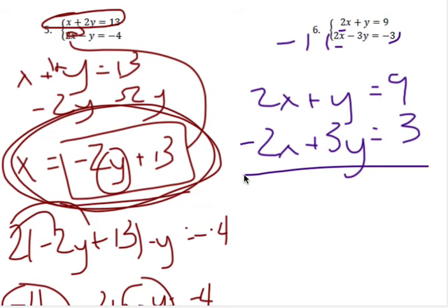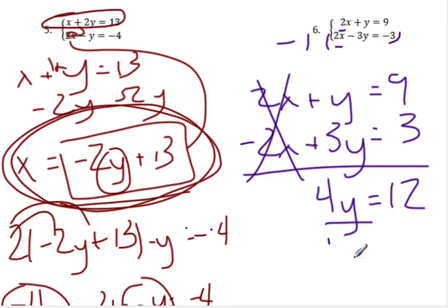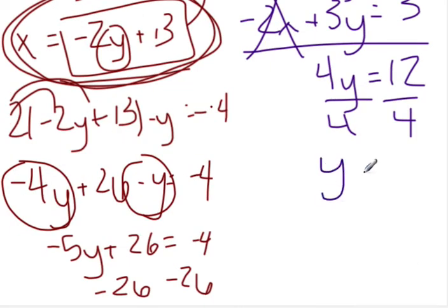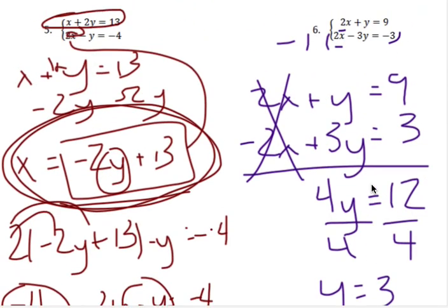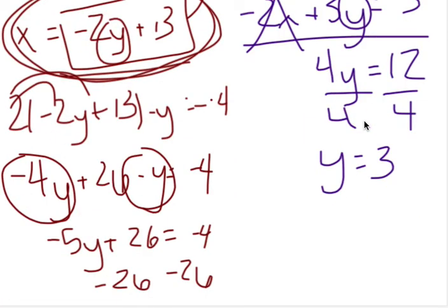So now I have 2x minus 2x. That's going to cancel out. y plus 3y is 4y. 9 plus 3 is 12. Divide both sides by 4. And then I end up getting that y is equal to 3. So now I know that y is equal to 3. So I can plug it in there, or even there if I wanted to. It doesn't matter. I'm going to go ahead and plug it into the top one.